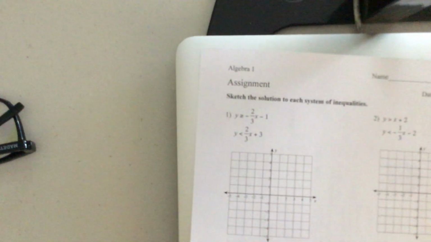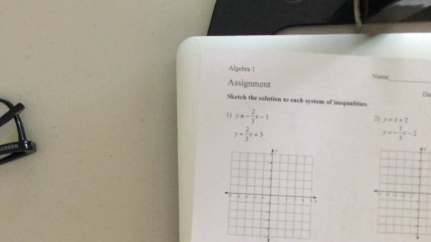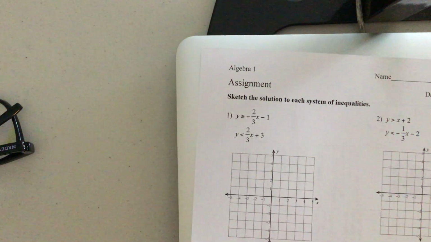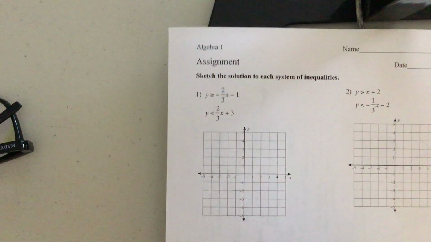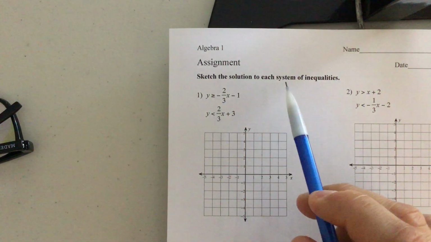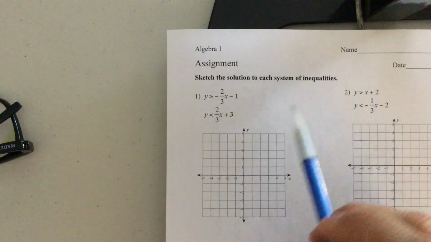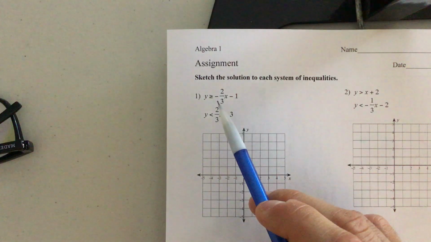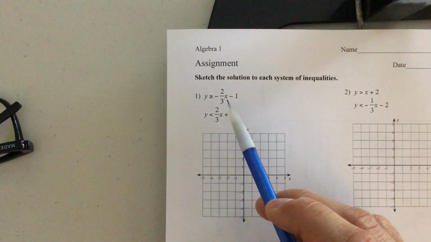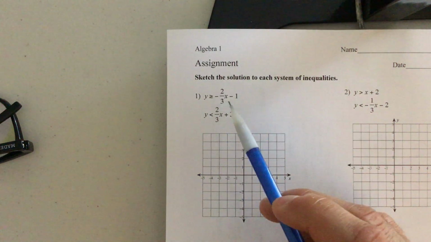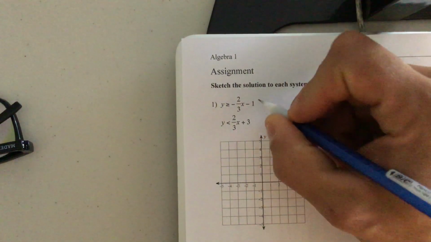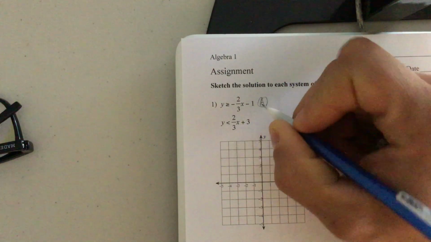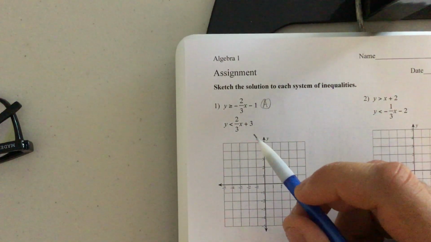As always, perfect time to pause the video, grab yourself a pencil, piece of paper, and follow along. So, sketch the solution to each system of inequalities. What we want to do here is graph each of these lines, whether they be dotted, whether they be solid. I'm going to call this A. No, you don't have to do that, but I'm going to graph this first.